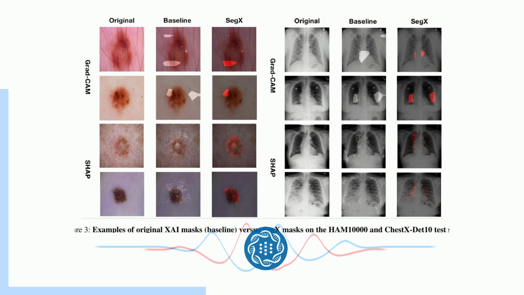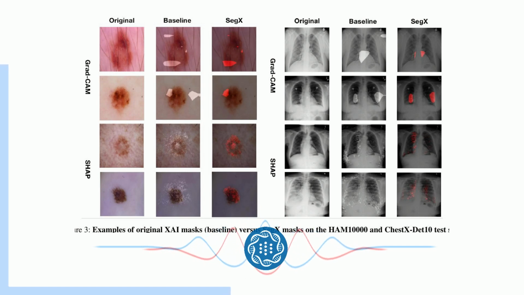Yeah. But accurate explanations, that's only one part of it, right? We also need to know how confident the AI is in its predictions. You're absolutely right, and that's where this thing called SegU comes in. It stands for Segmentation-Based Uncertainty Assessment. Basically it looks at how well the AI's explanation map lines up with those clinically relevant areas.